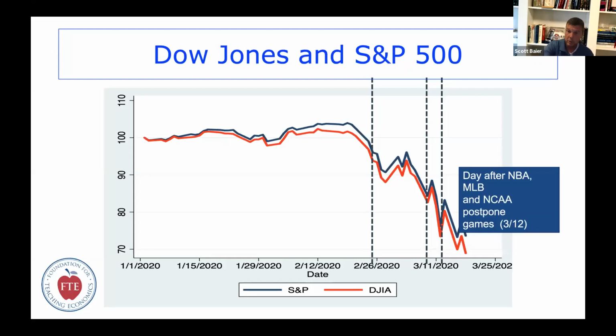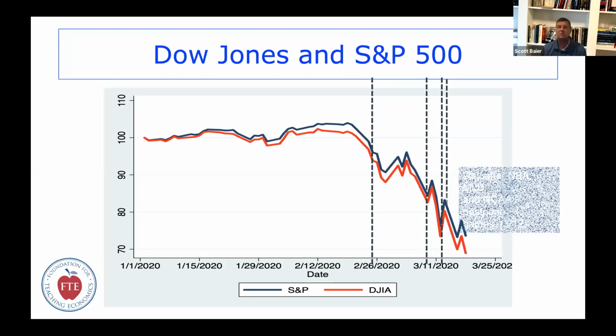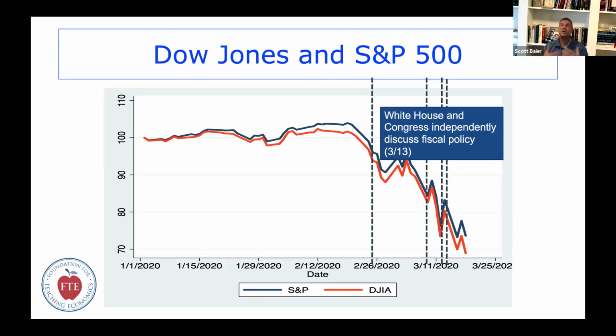Two days later, it was a Friday, the White House and Congress independently discussed some type of fiscal rollouts or fiscal policy that were going to be used to help address both the economy side and the health side. And what we saw then was the market take a tick back up. So what we've been going through since this time period is a little bit of a roller coaster ride, where the stock market has been going up and down.